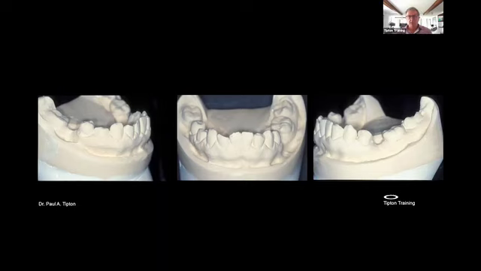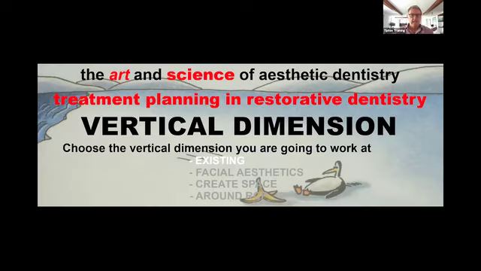And as you know, the starting point for all this is diagnostic wax up, prototype, prep guides, etc. So we're going to go through exactly that same diagnostic planning. Initially, before we start to do the planning, we've got to think about vertical dimension. Now, vertical dimension, there's two parts to it. Number one part, we change vertical dimension if we think that the face needs to be changed.